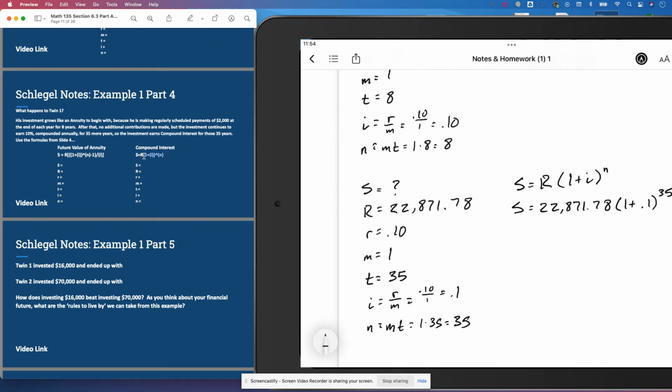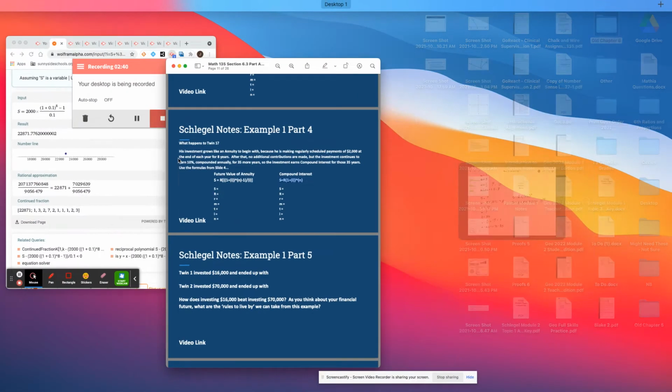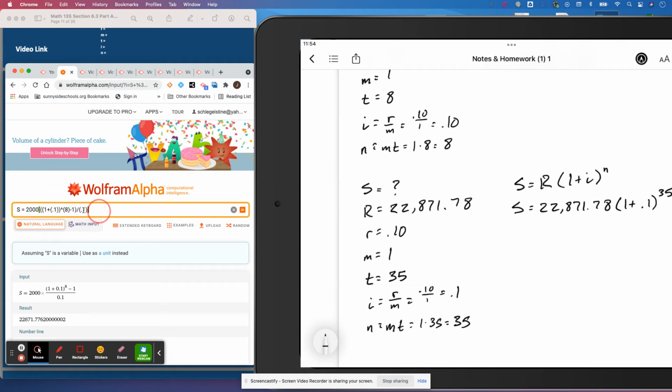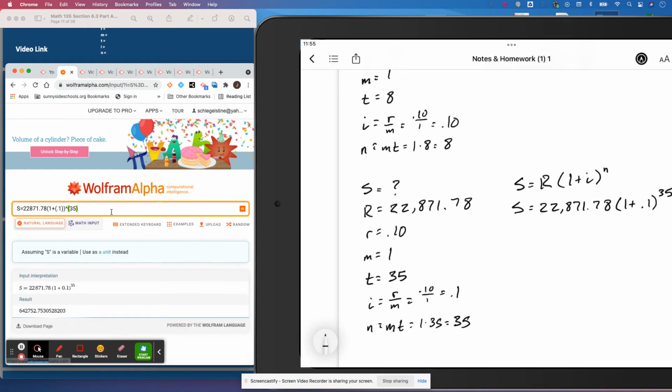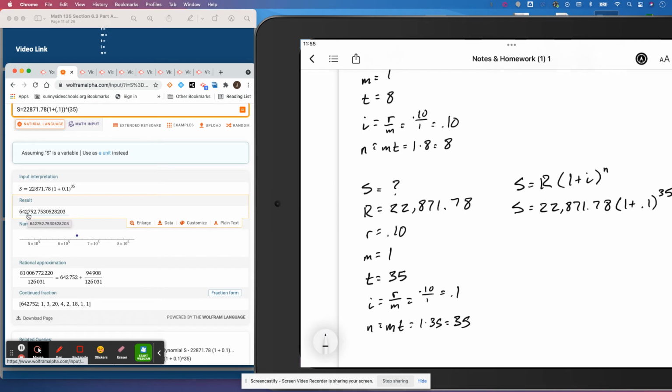And I can just copy my formula from right here and get it into Wolfram, and we'll be on our way. For the initial investment, it's $22,871.78. The I is 0.1, and the N is 35 years. So twin 1 ends up with a total of $642,752.75.